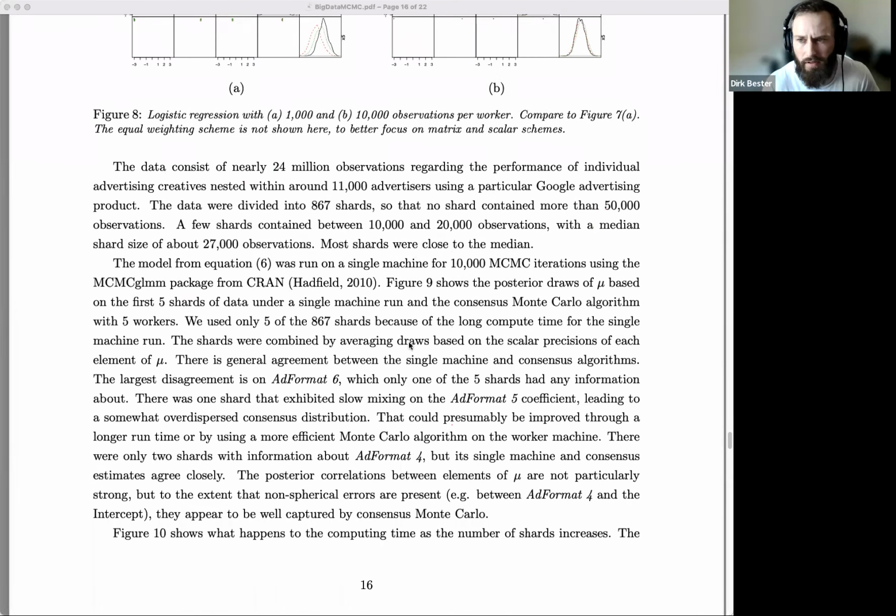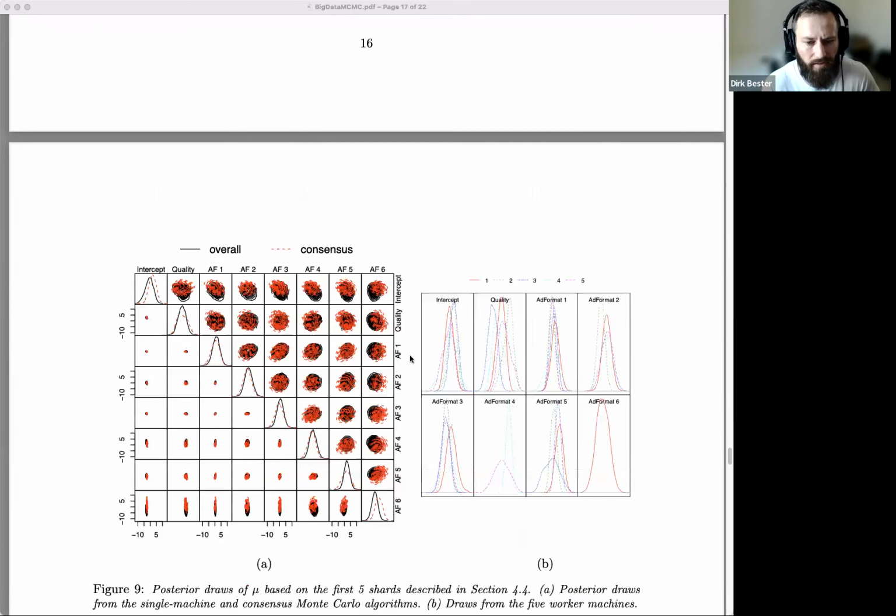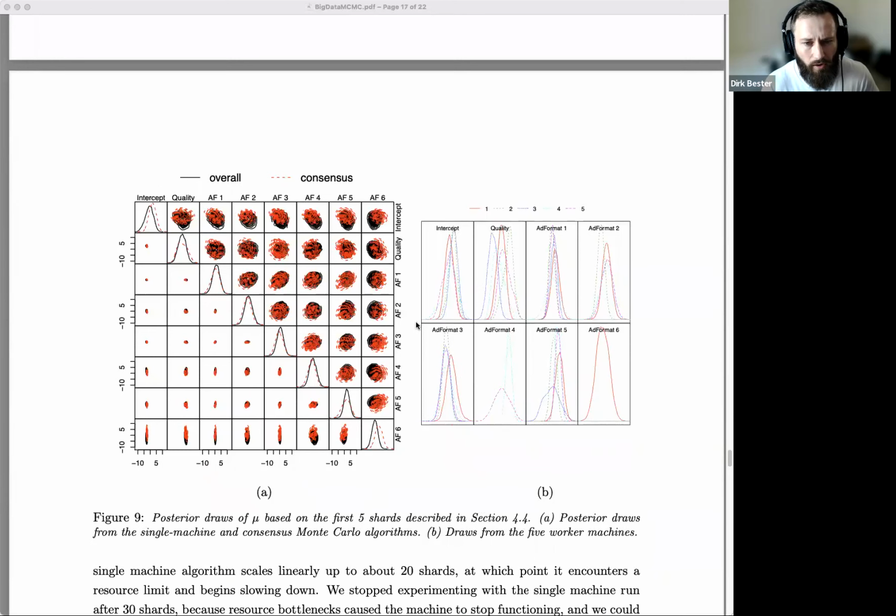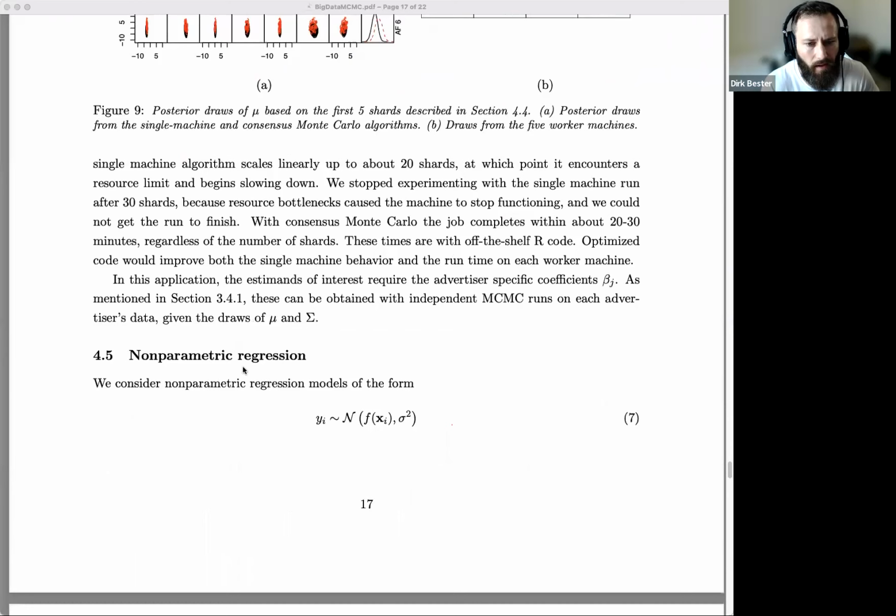Again, I'll just rush through this because I guess this is where it becomes interesting. Another one where they show a larger problem with more shards, overall consensus. The main takeaway here is that the single machine and the multiple machines look about the same. They overlap overall in consensus.